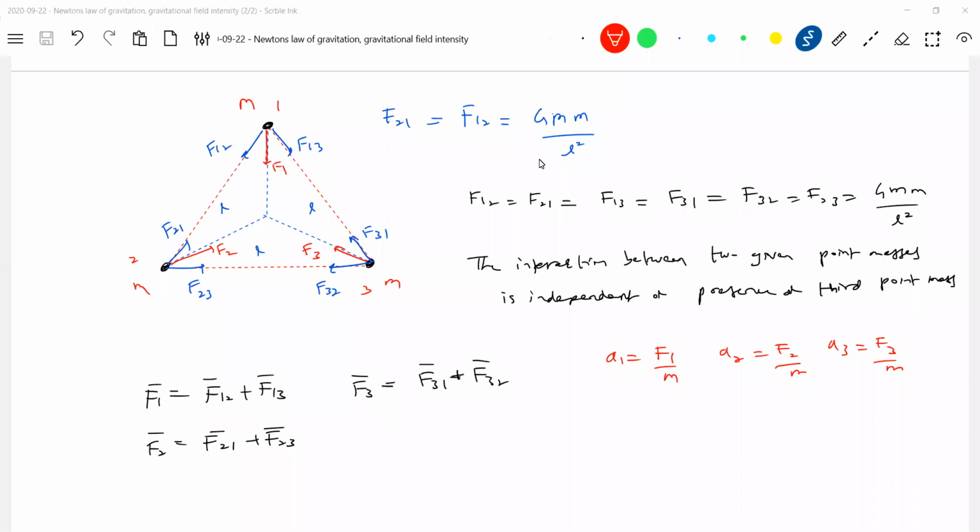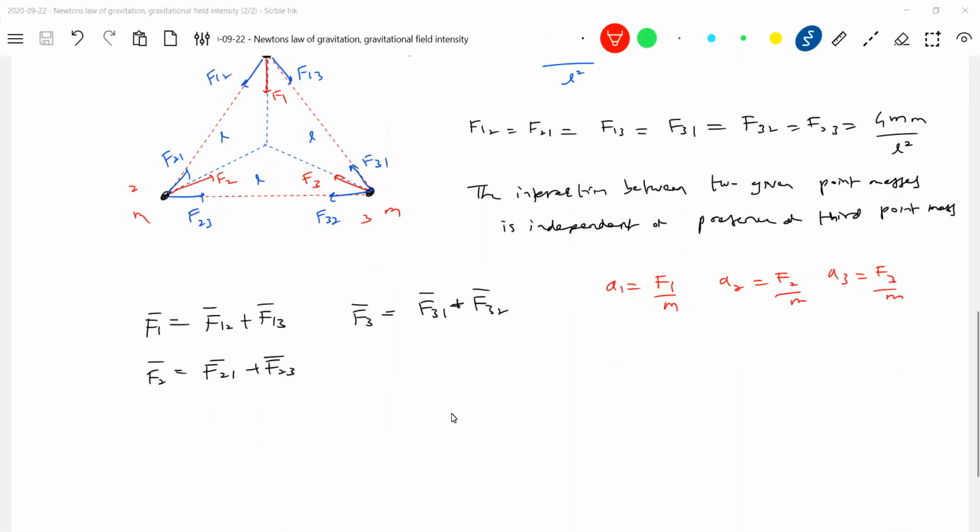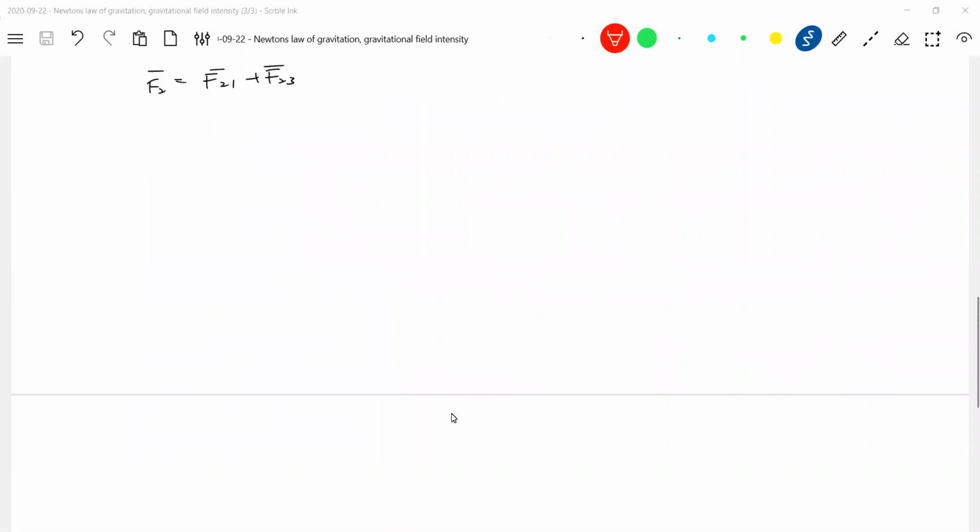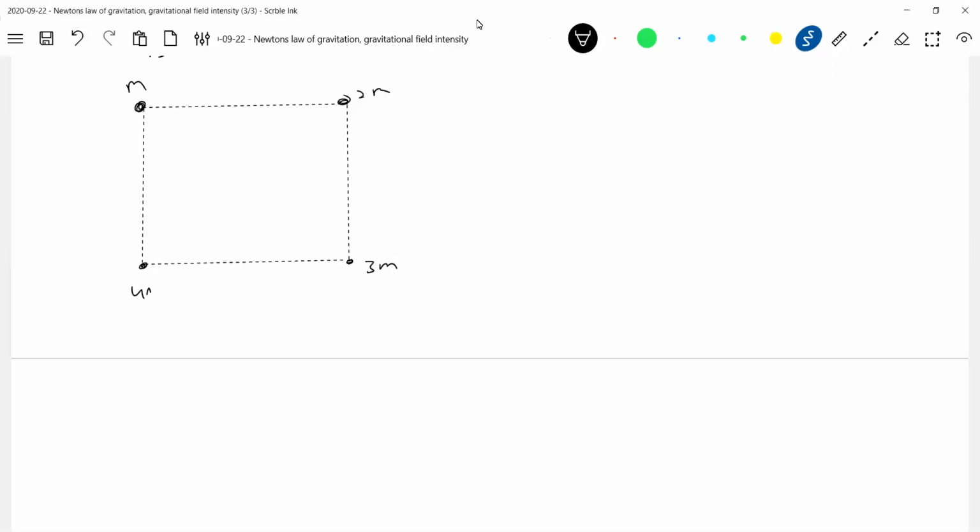Sir, is it only three particles? Even if four particles are there, will they interact? Yes, the interaction will continue. Let me put some masses like this. They need not be exactly equal masses. And I'll give the name 1. Anyway, M2 is there.